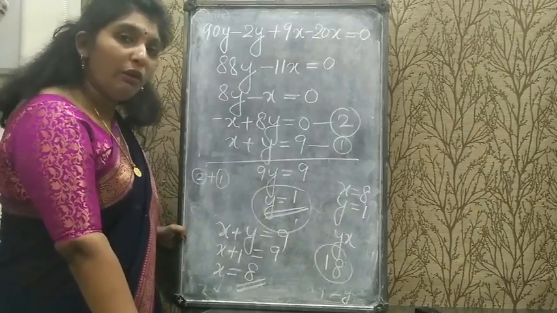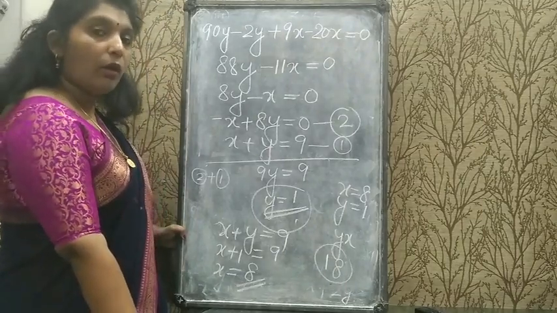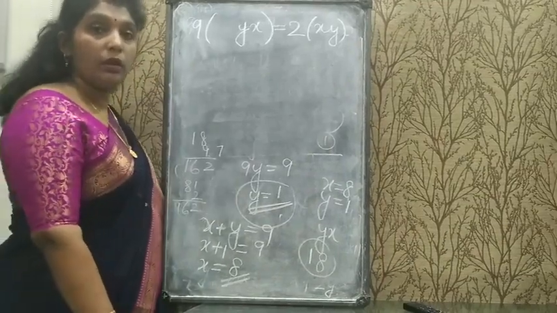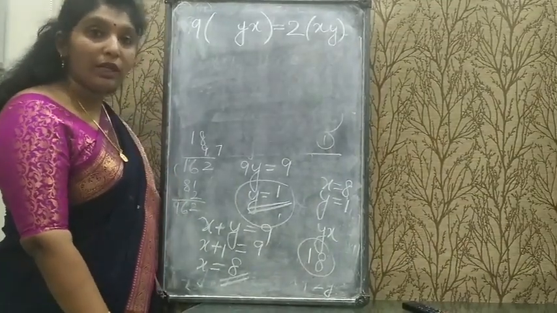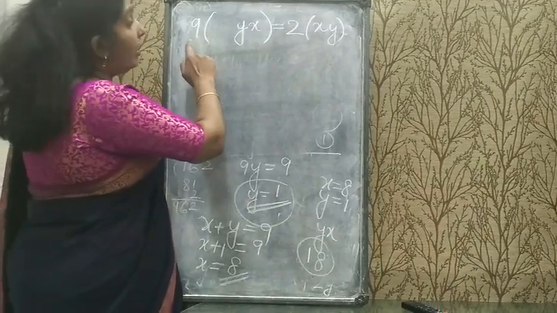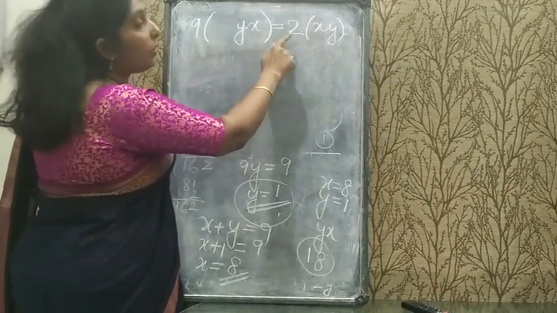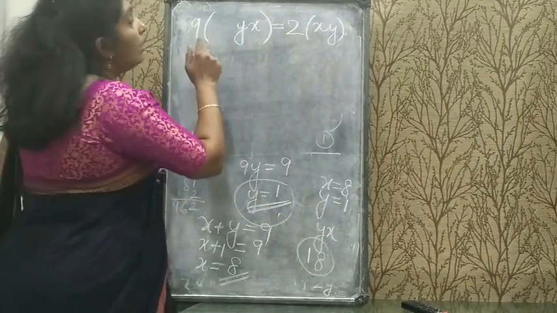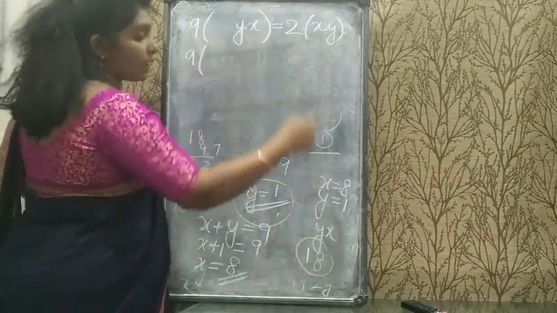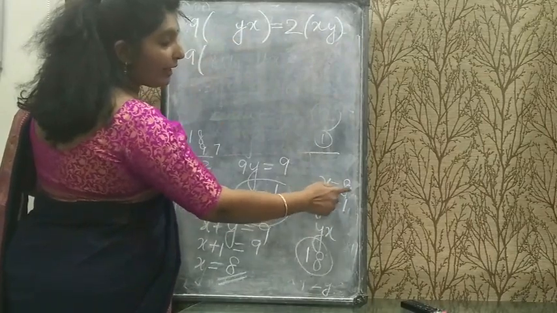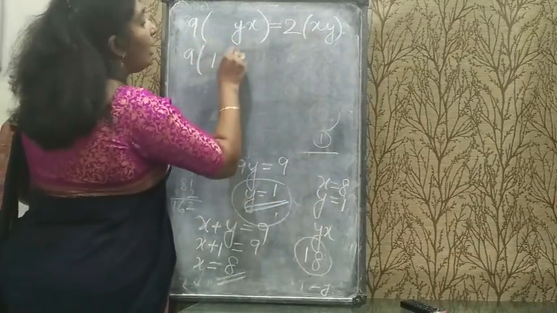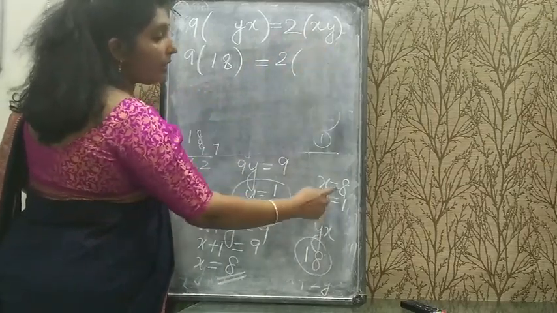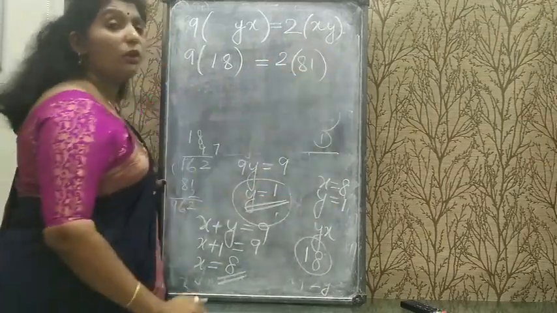Now if you want, you can verify this answer according to the condition. How to check the condition? The condition was 9 times our number is equal to 2 times the reverse number. So here 9 times yx, where y is 1 and x is 8, means yx can be written as 18. That is equal to 2 into xy, xy means 81. You can check whether this is correct or not.